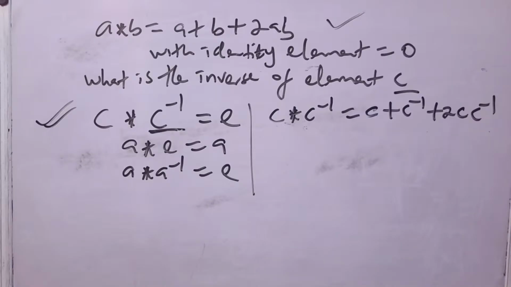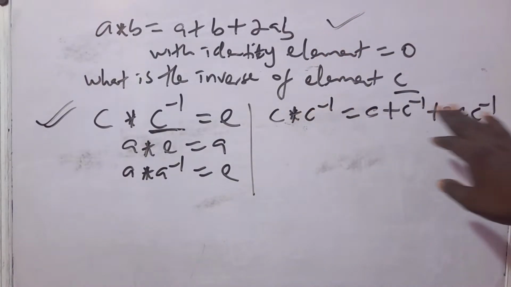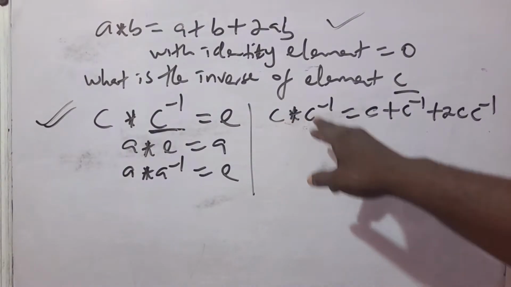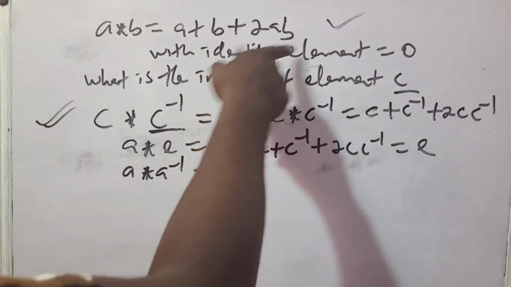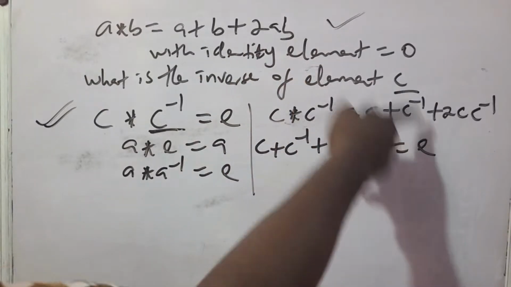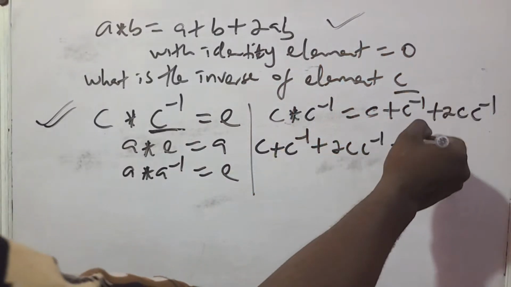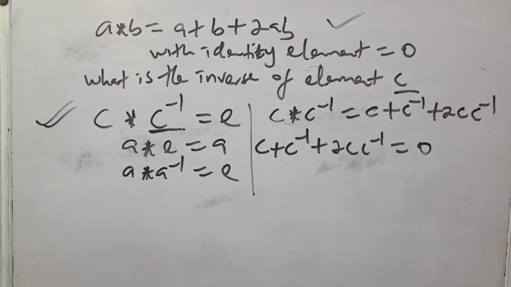As I've explained already, you always come back to this original expression. So C star C inverse will be using this original expression. This is the element which is what we say E is, and it was 0. So that means this is what we are solving. By solving this now, we'll be able to get our identity element. Sorry, our inverse element.